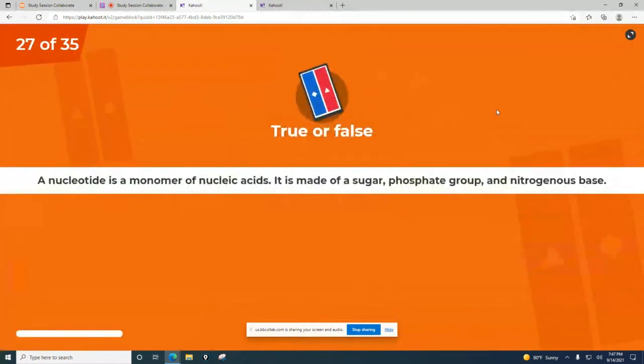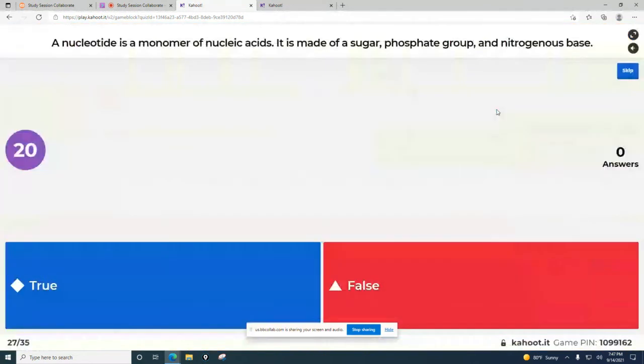Okay. True or false? A nucleotide is a monomer of nucleic acids. It is made of a sugar, phosphate group, and a nitrogenous base.